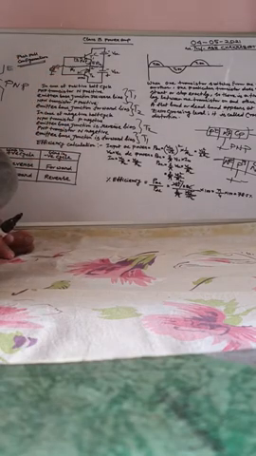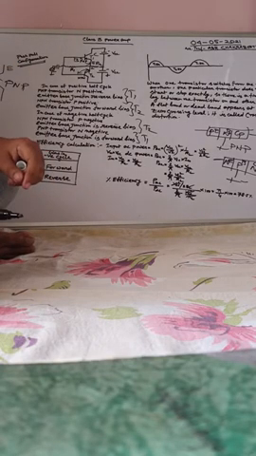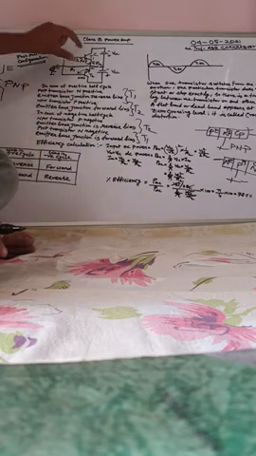Now we have to understand how we calculate the efficiency. In case of a power amplifier, the input power is AC power, and the output power is collected from the load. This is the load.